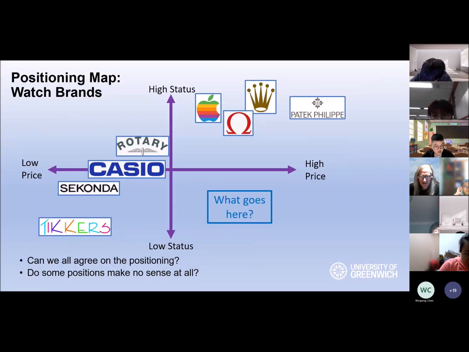Let's have a look at watch brands then. So, as I said, along the bottom, usually you've got price, but it doesn't have to be. It could be something else. And in this case, I've chosen status. So there's high status and low status.